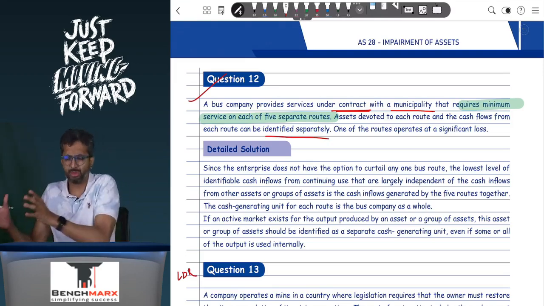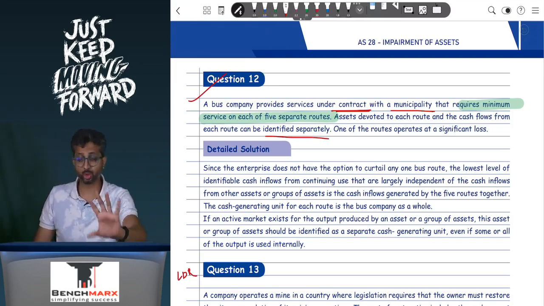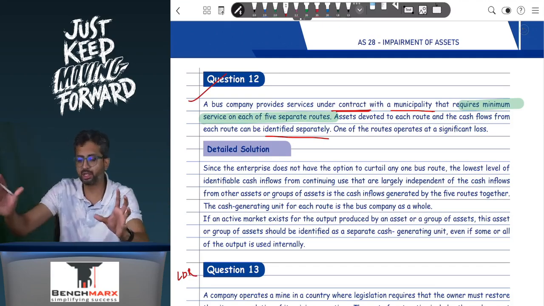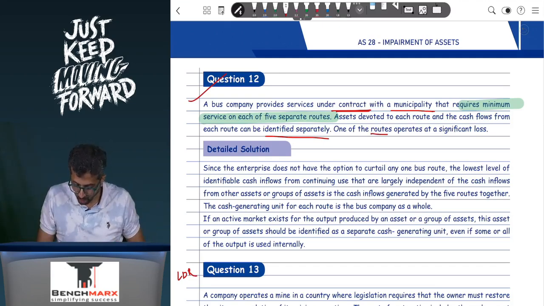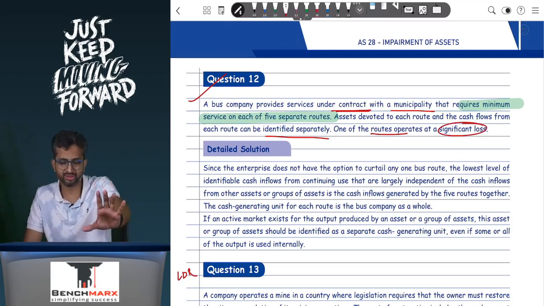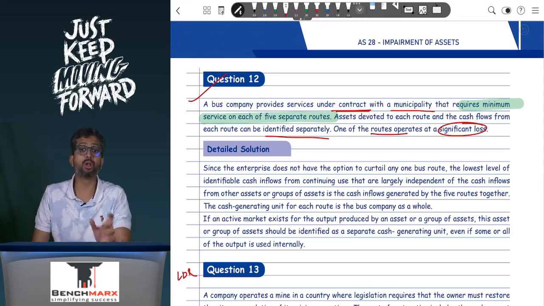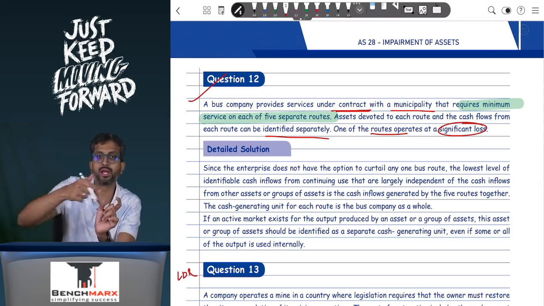So we will assume that each bus which is operating on each of these routes is capable of generating cash flows. I'm not saying independent cash flows. One of the routes operates at a significant loss, which means ideally there's an indicator of impairment on one of those buses where there is a significant loss. So ideally, should the impairment testing be done only for that one bus or for all the 5 buses together?